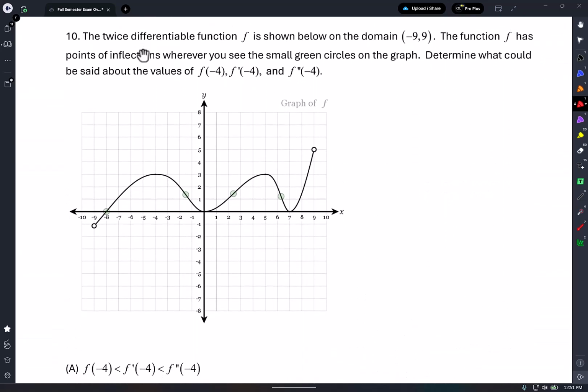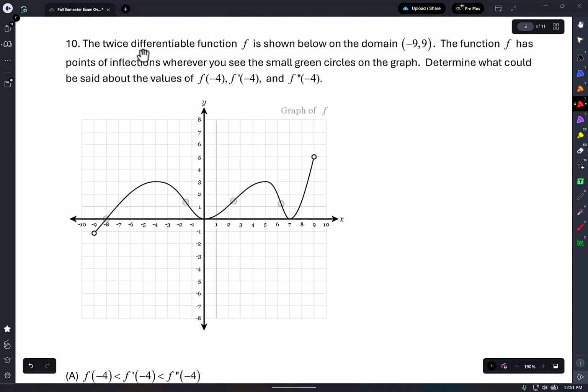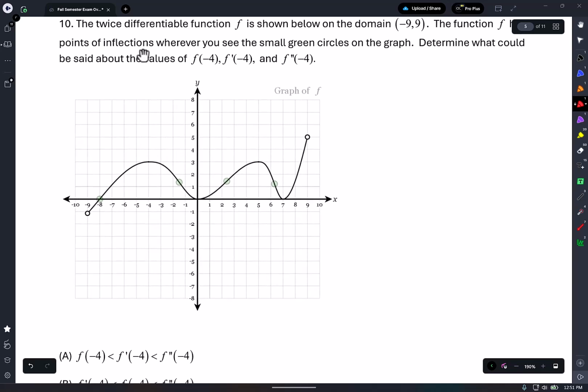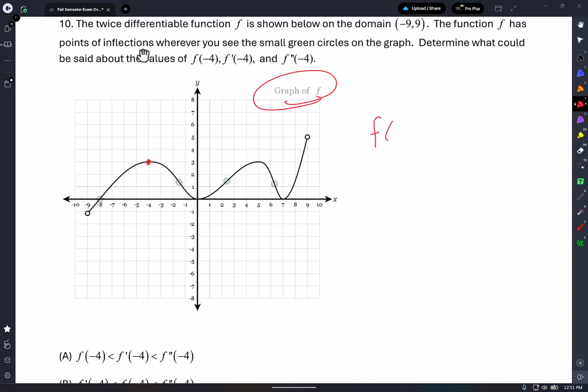I love this question because you don't really have to do any real work. You just have to understand the critical analysis of f prime and f double prime. The twice differentiable function f is shown below in the domain -9 to 9. The function f has points of inflection where you see the small green circles in the graph. Determine what could be said about the values of f of -4, f prime of -4, and f double prime of -4, or the second derivative at -4. So here's -4, guys, and this graph is f.